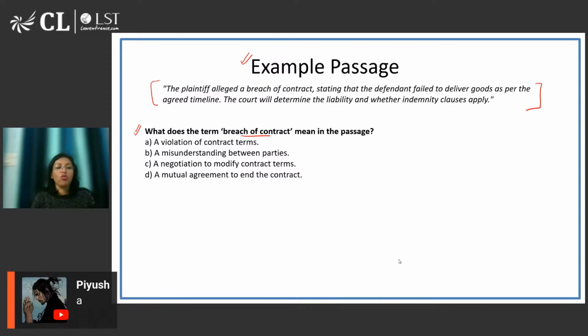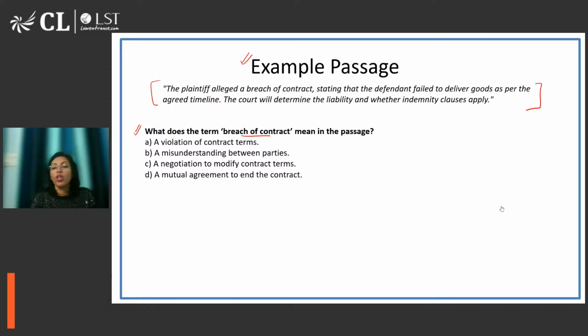Piyush has also given me an A: violation of contract terms, a misunderstanding between parties, a negotiation to modify contract terms, a mutual agreement to end the contract. Even Hari has given me an A.